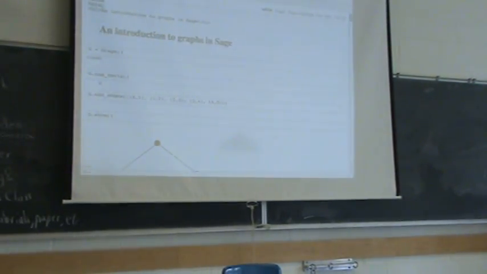Okay, so what's going to happen today is that Robert Miller, right there, is going to talk about graph theory, and he has a presentation prepared. He's also the grader for the course and the TA, so just so you know, there he is.